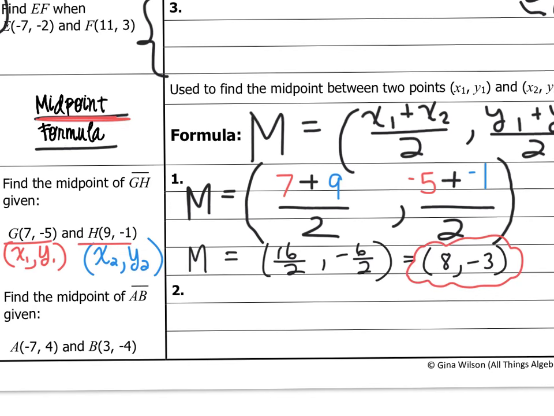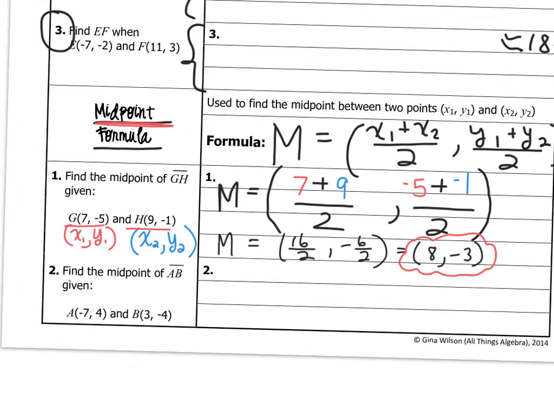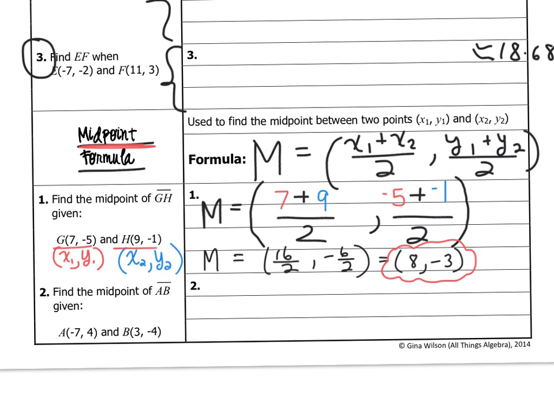Go ahead and take a moment, see if you can find the midpoint of A and B. Show your work in the space provided. The midpoint is negative 2, 0.